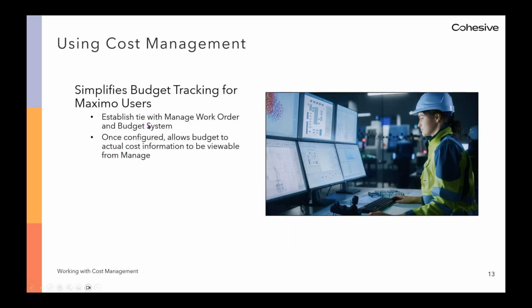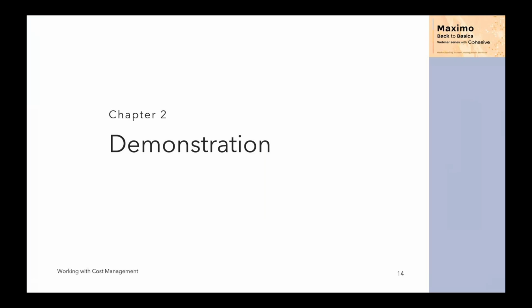So using cost management simplifies budget tracking for Maximo users. It establishes a tie with the managed work order and budget system, and once configured, it allows the budget to actual cost information to be viewable from Manage. Now we'll step into the demonstration.